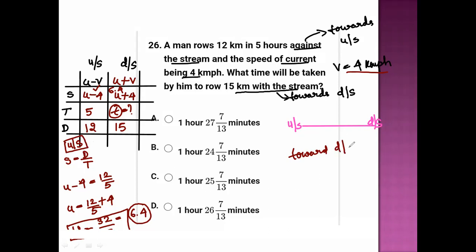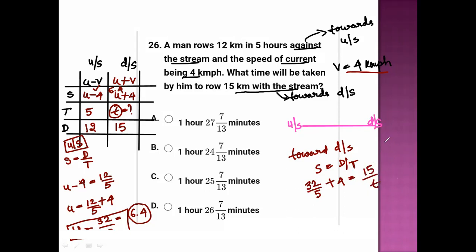Now I'm considering towards downstream. Speed is equal to distance by time. What is the speed here? Speed is u plus 4, where u is equal to 6.4, or otherwise I will simply take 32 by 5, plus 4. This will be equal to distance, 15, divided by time. Now I need to find out the time here.